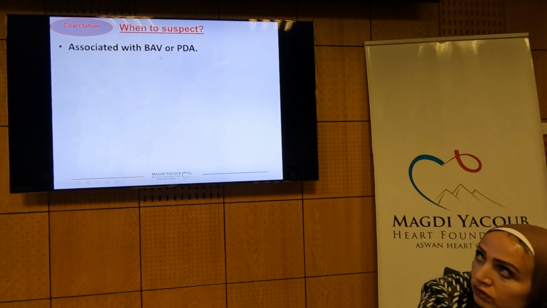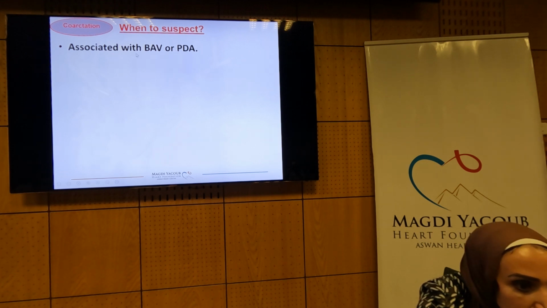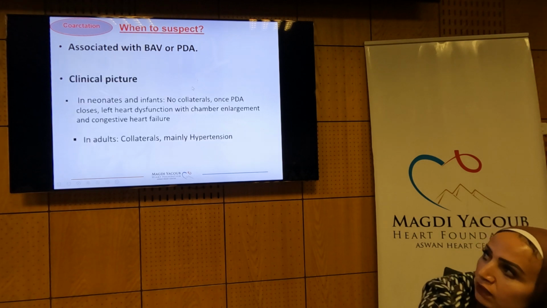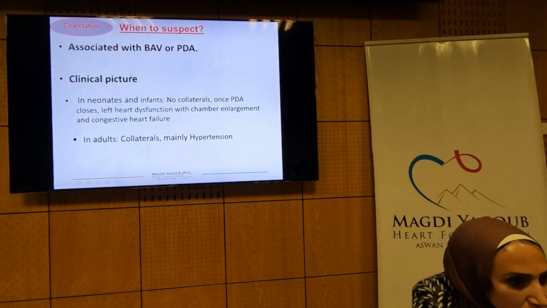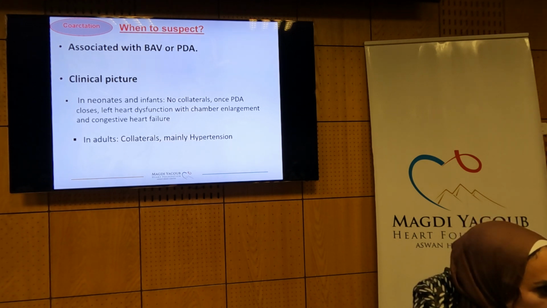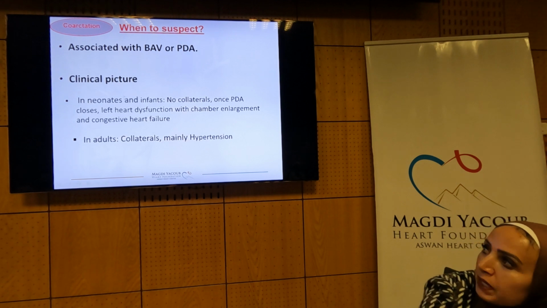Actually, aortic coarctation is very commonly present in patients with bicuspid aortic valve and in patients with PDA. So if you find a bicuspid aortic valve, you should document in your report that this patient does not have a coarctation. It's a common association between them.